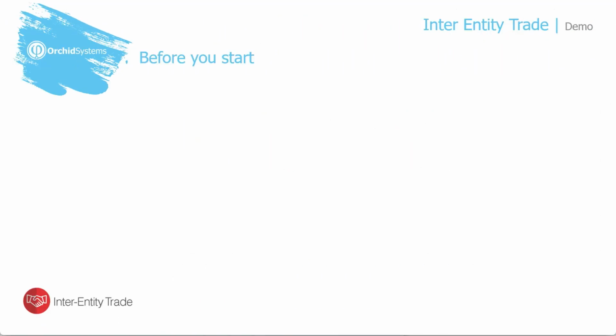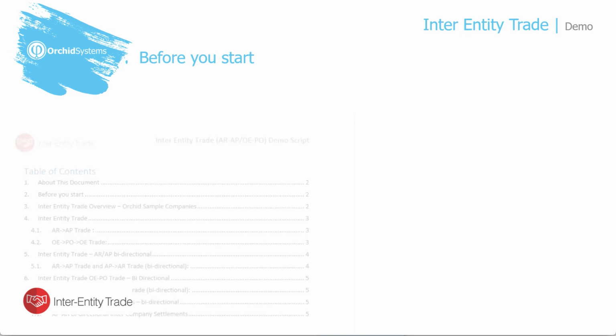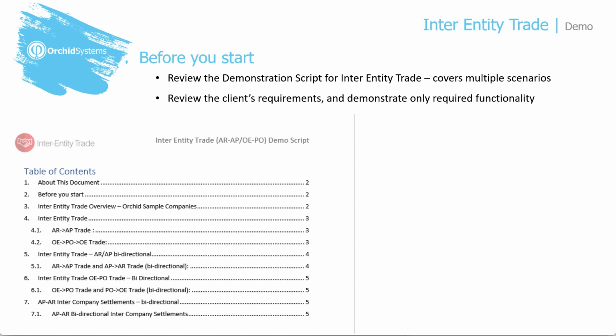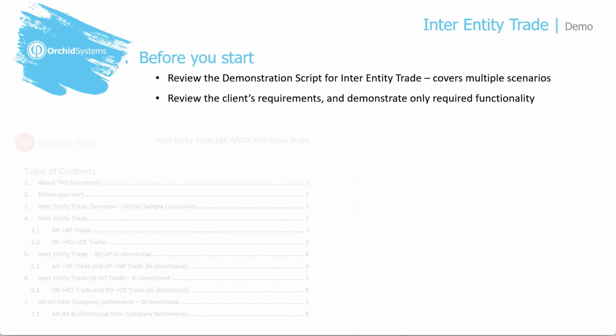Assuming we have now installed the latest updates of Orchid's modules and loaded the relevant sample data, we are ready to demonstrate inter-entity trade with minimal configuration. Before you start, there's a few things to check. You should review the demonstration script for inter-entity trade, as it covers multiple scenarios. Then review the client's requirements and demonstrate only those scenarios that the client needs or wants to see.